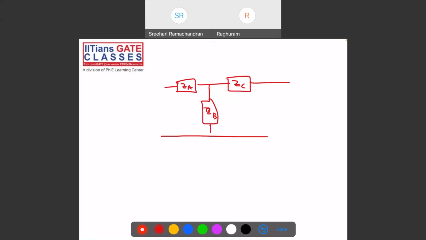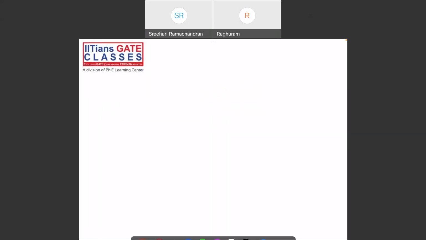Open circuiting the second current, so Z11 is equal to V1 by I1 when I2 is 0. So open circuiting it, ZA plus ZB.